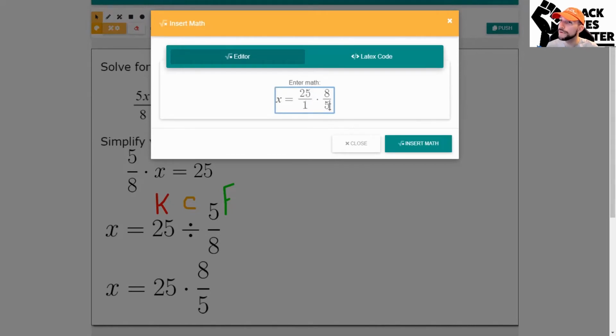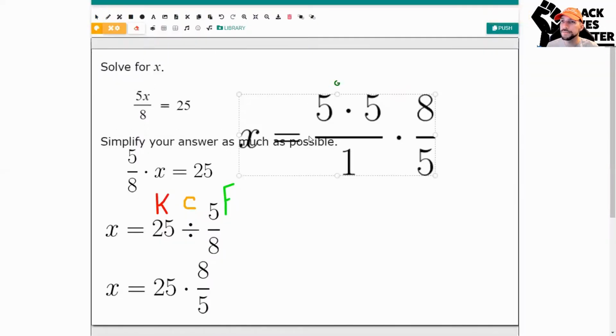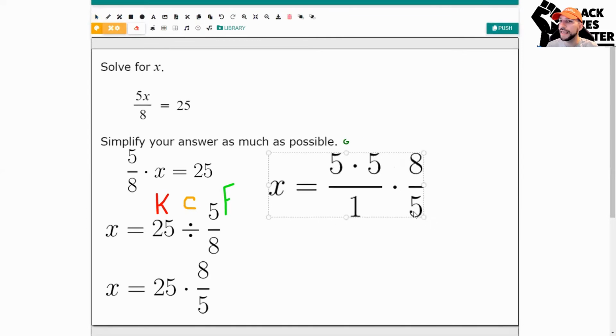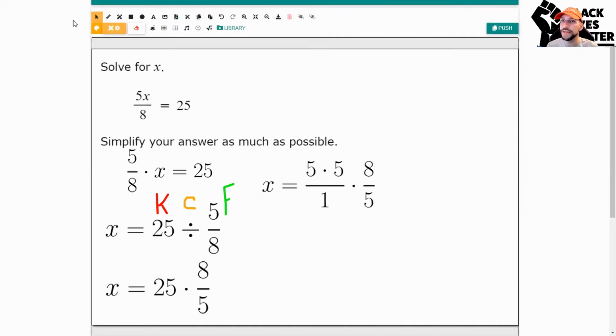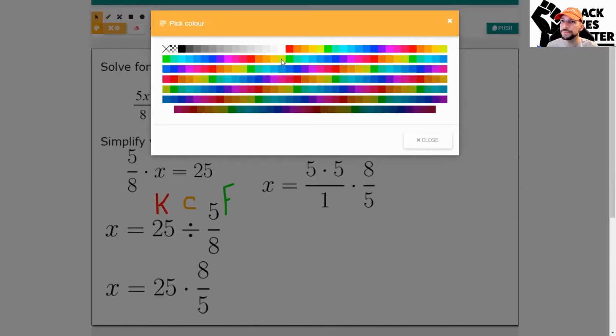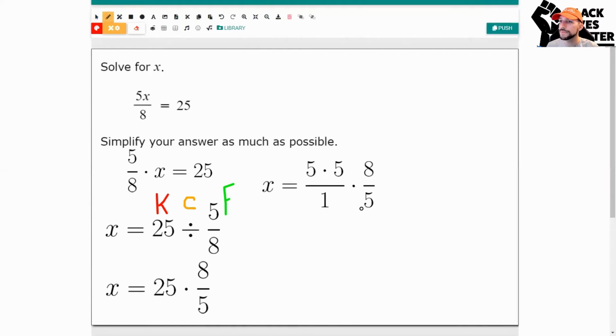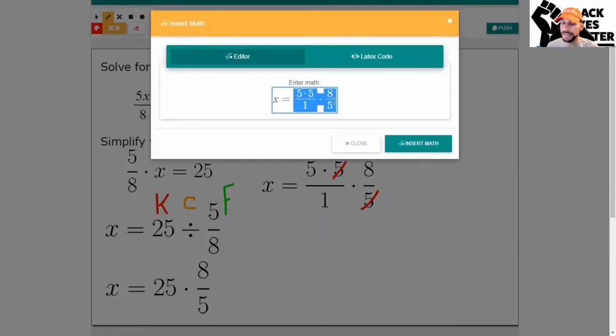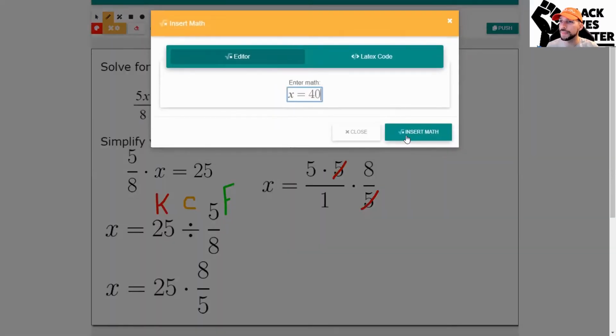Now, I would love to get rid of this 5 in the denominator. That means I need a 5 in the numerator. So what's 25 divided by 5? Well, 25 is the same as 5 times 5, right? So now that I have a factor of 5 in the numerator and 5 in the denominator, I can cancel. When I have the same thing in the numerator and the denominator, those cancel. So 5 in the numerator, 5 in the denominator, cancel. And I just get x is equal to 5 times 8. So I know x is equal to 40.